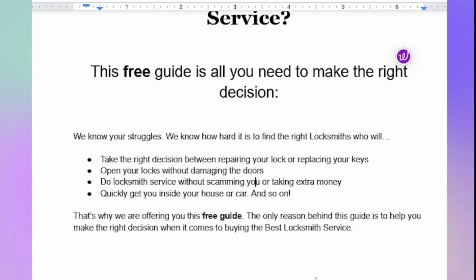So after that, it's time for D. D stands for desire, or you can say details. To solve the reader's problem, we need to show them what we are giving them as a solution to the problem. Let's write: inside you will learn. Let's write inside the guide.